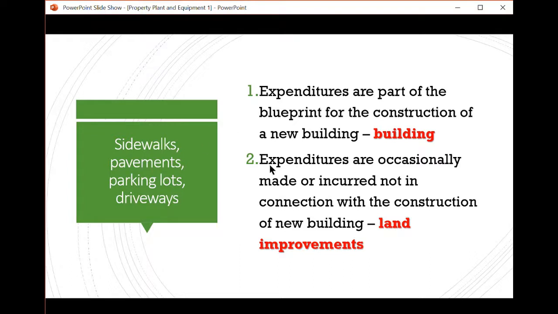So if it pertains to something that is attached to the land, if it's attached to the land, then that's it. That is a land improvement. If it is attached to the building, di ba kato nga escalator, elevator, of course dili man na siya attached sa land. So that would be building improvement. So kung naa siya sa land, naka-attach, so land improvements.